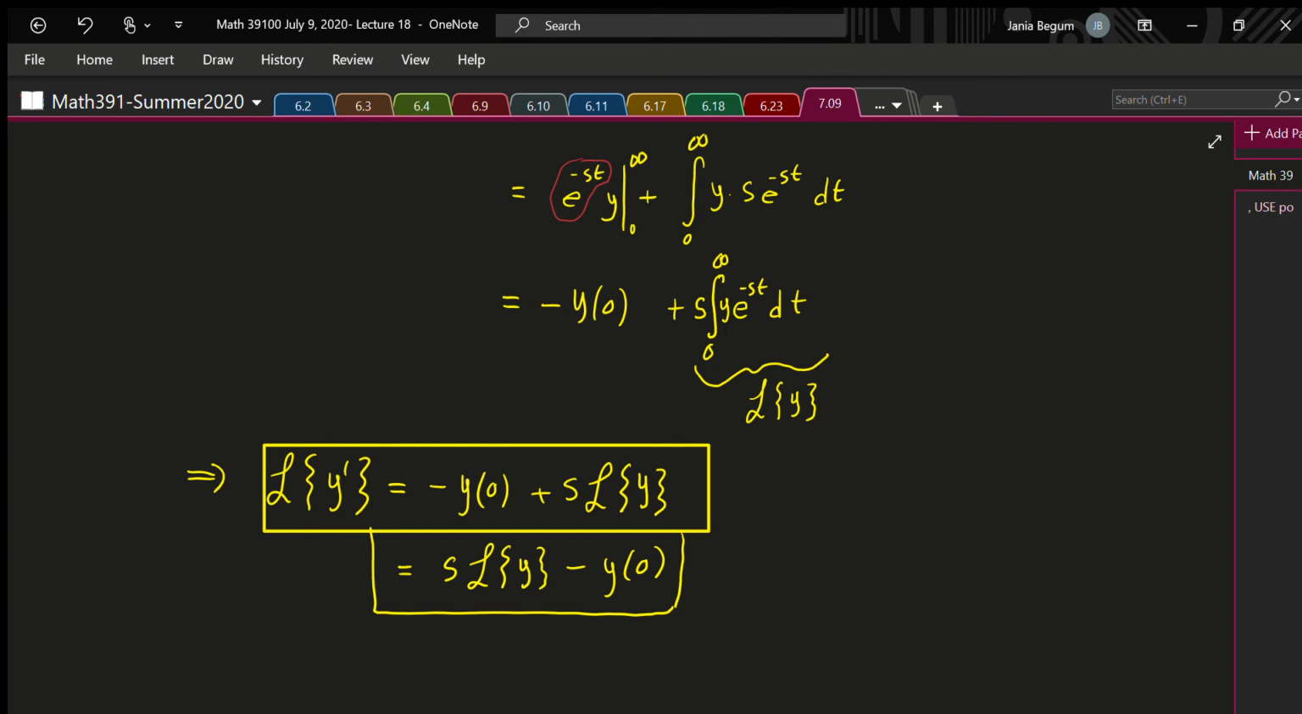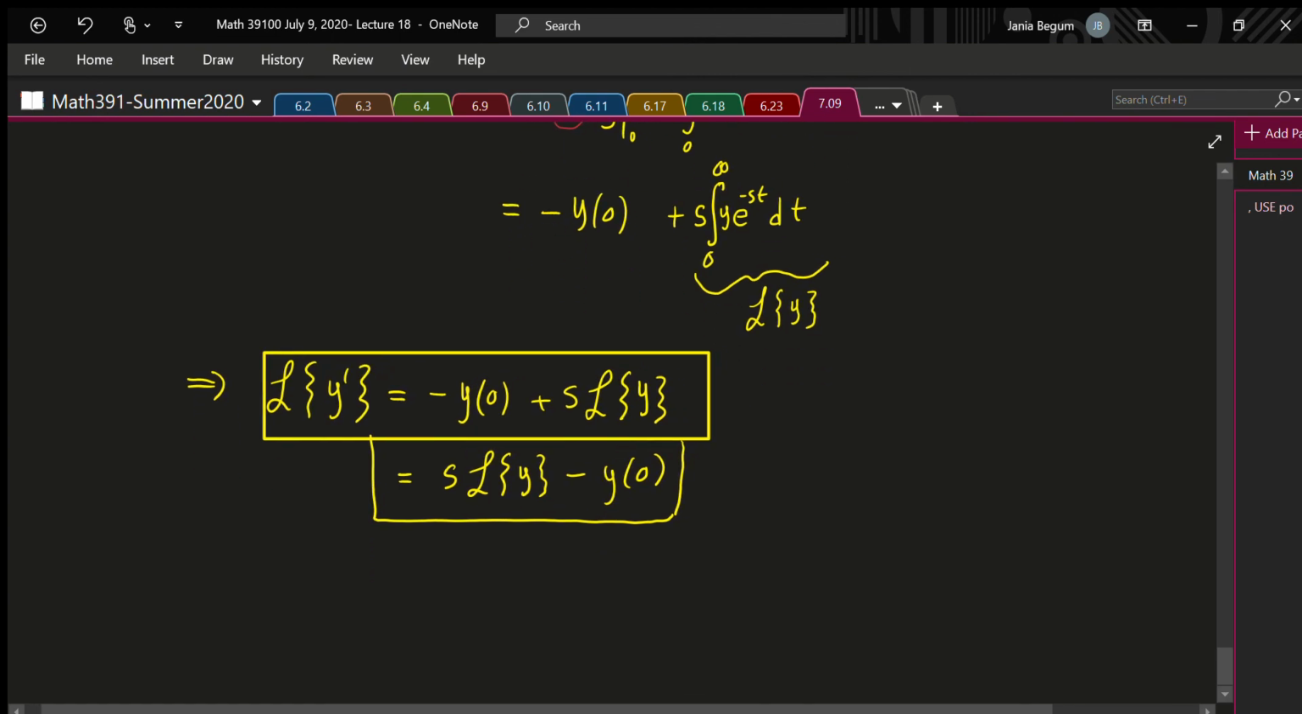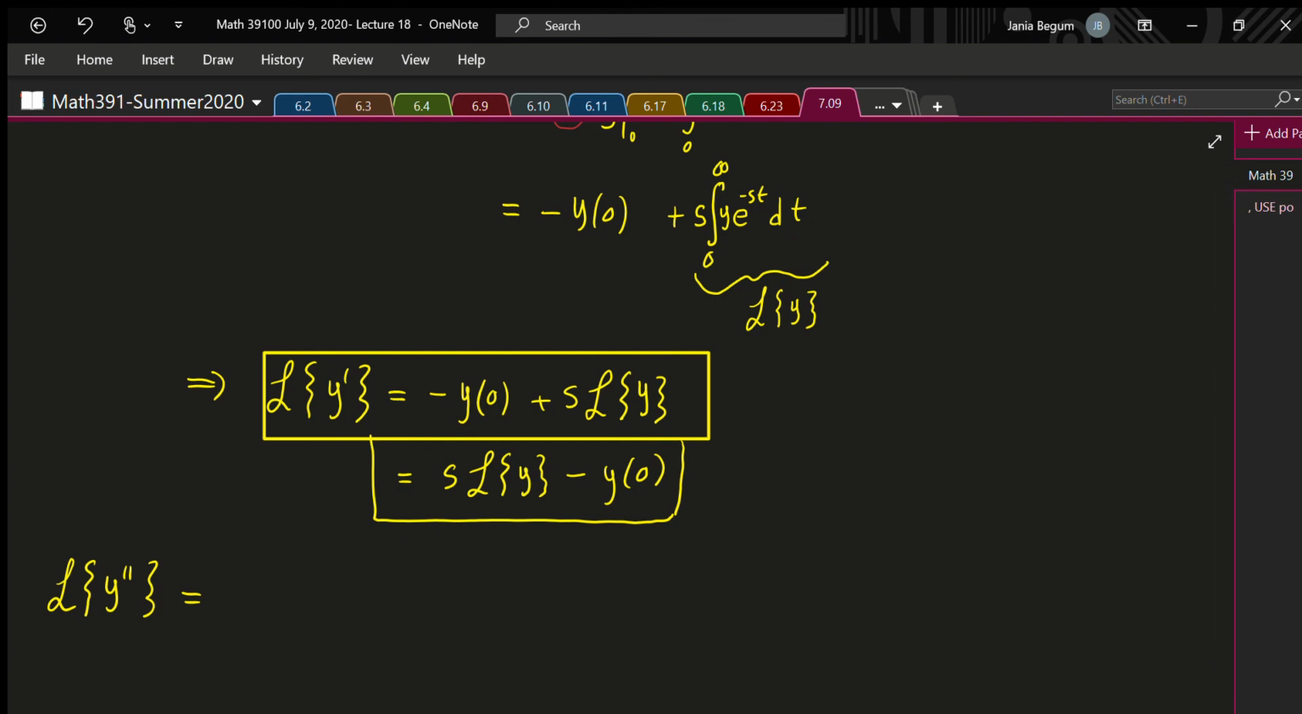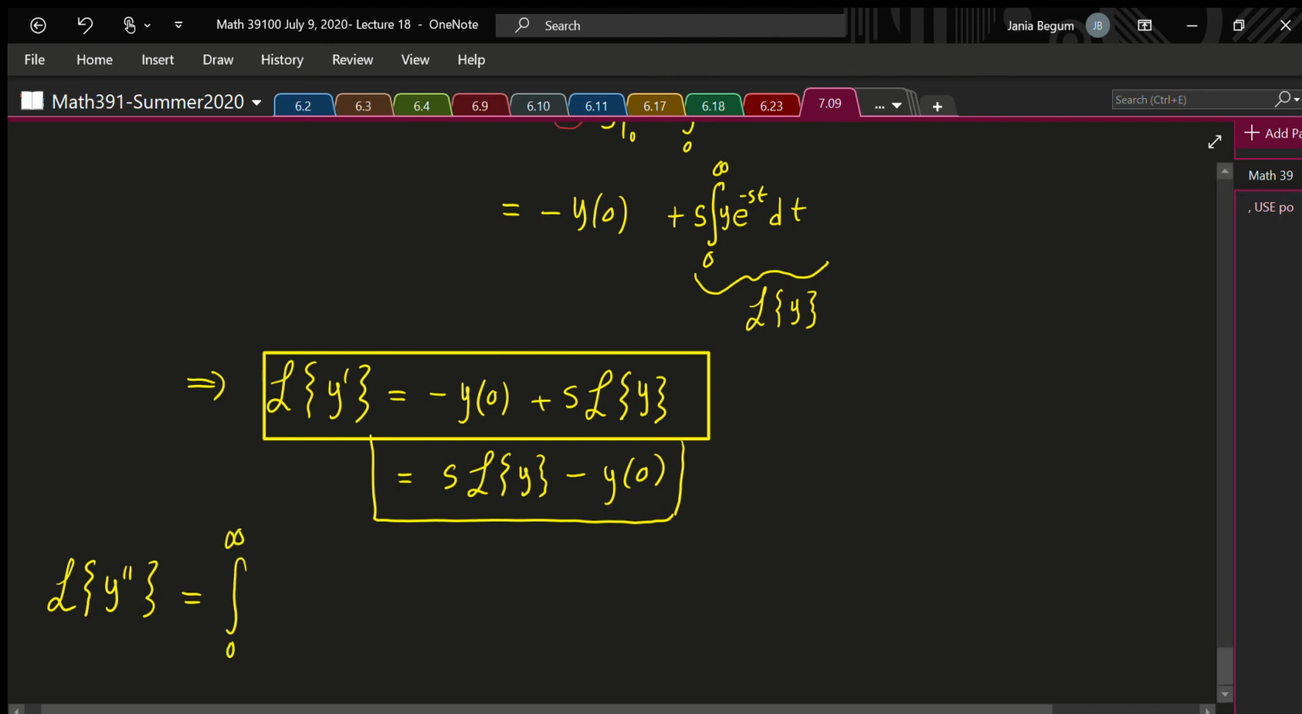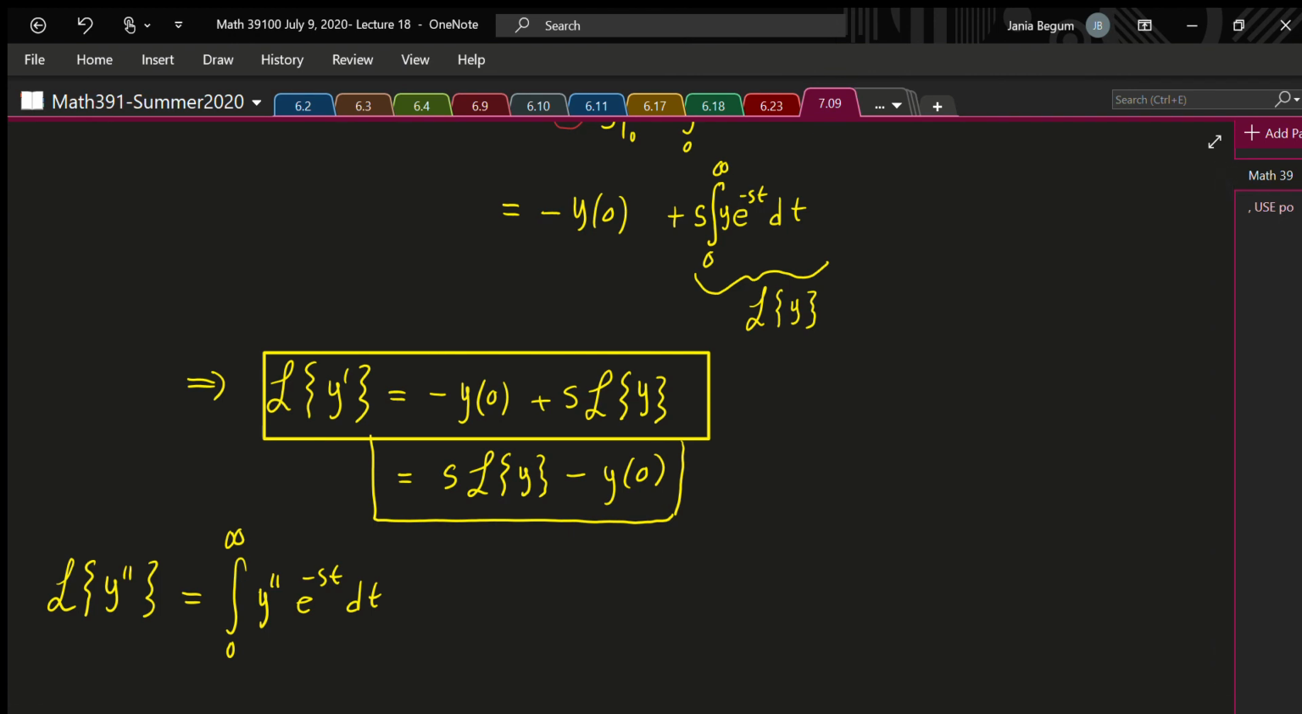We need one more expression. We need the expression for the second derivative because we're going to be solving second order. So let's do that. Let's find the Laplace transform of y double prime. Again, using the definition, we're going to plug y double prime in place of f of t because the function we're looking at is the second derivative. So we have the integral from 0 to infinity of y double prime e to the negative st dt, straight by applying the definition. Now the question is, how do you integrate this?